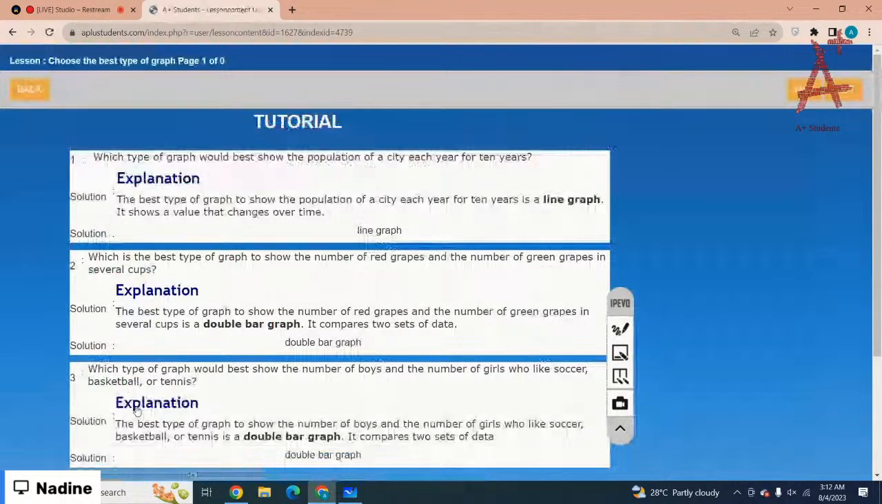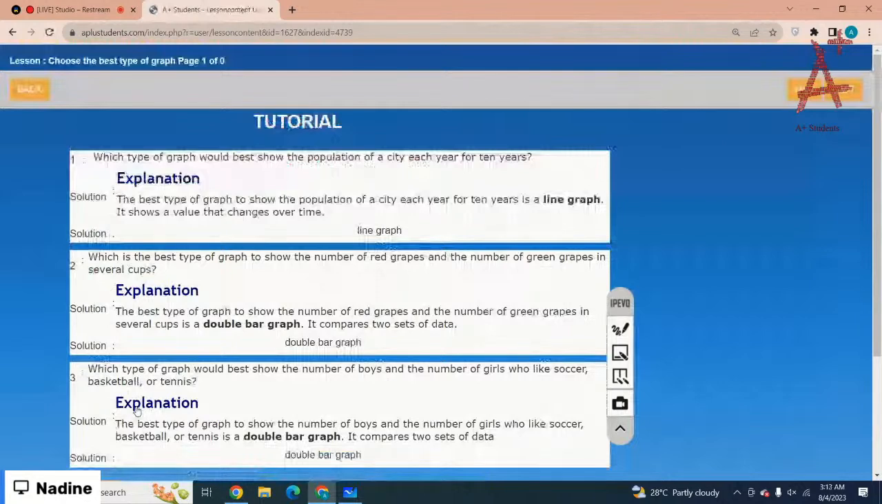Just look at the examples. Which type of graph would best show the population of a city each year for 10 years? The best type of graph is a line graph. Why? Because it shows the value that changes over time. So, whenever you have to represent some data that changes over a specific period of time, you have to use the line graph, right?